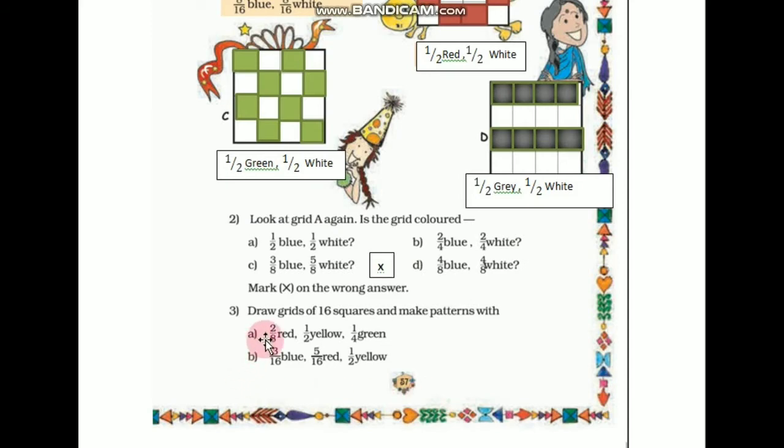Now the next question is: draw grids of 16 squares and make patterns with. As in the previous question the grid was given of 16 squares, here we have to draw grids of 16 squares and make patterns. So here first one, A, 2/8 red, half yellow, 1/4 green. What part you have to color with which color is given in the question. And in B also, 3/16 blue, 5/16 red, half yellow.